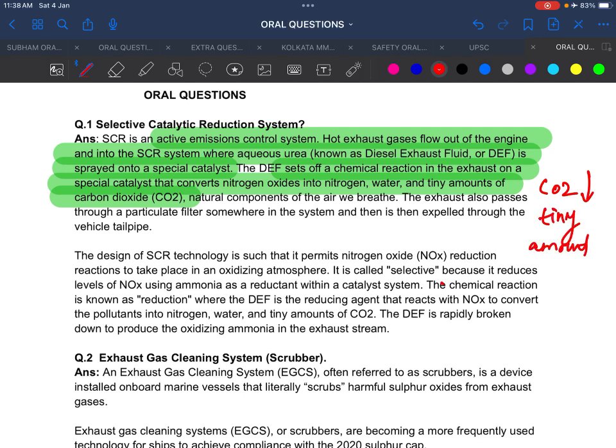So the amount of NOx is also reduced, and it is converted into nitrogen and water. And you know, nitrogen is nitrogen in our environment. The percentage of nitrogen is also very high, so that is not a problem. Water is also not harmful. Now only a tiny amount of carbon dioxide is basically a little bit dangerous for our environment.